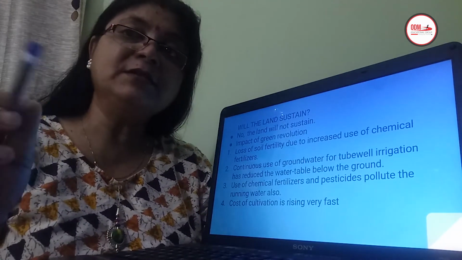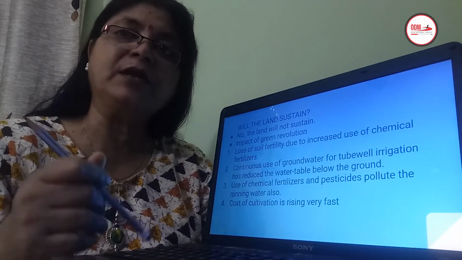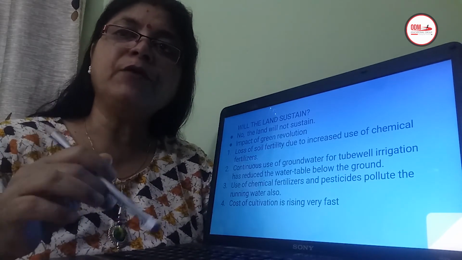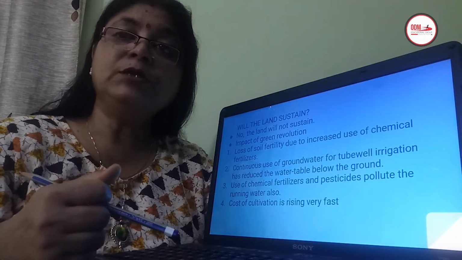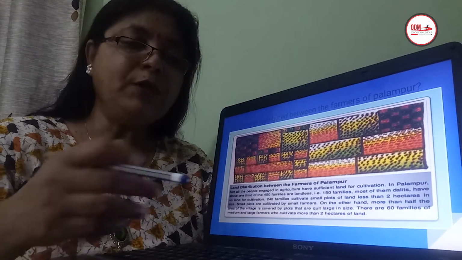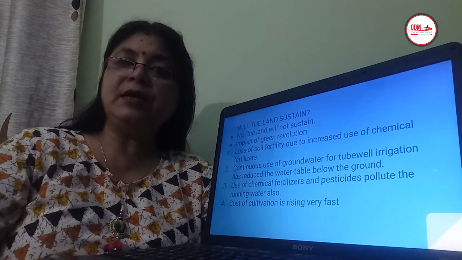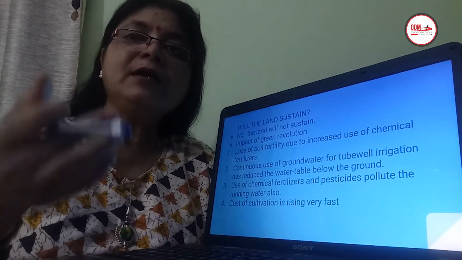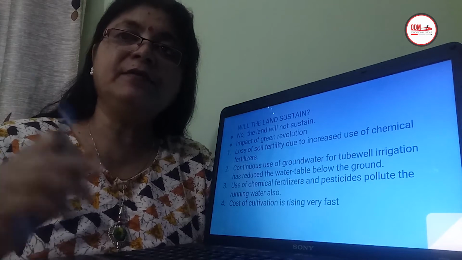Whether the land will sustain? No, the land will not sustain, because there is a great effect of the use of HYV seeds. HYV seeds require the maximum water. When we are talking about the maximum water and using pump sets to take out the groundwater, day by day the groundwater is going down and down. The water table is decreasing day by day.